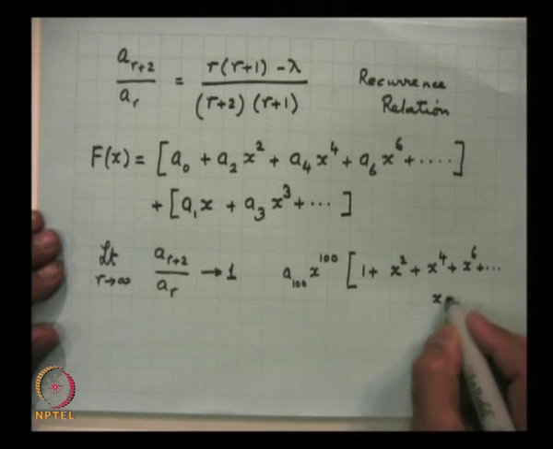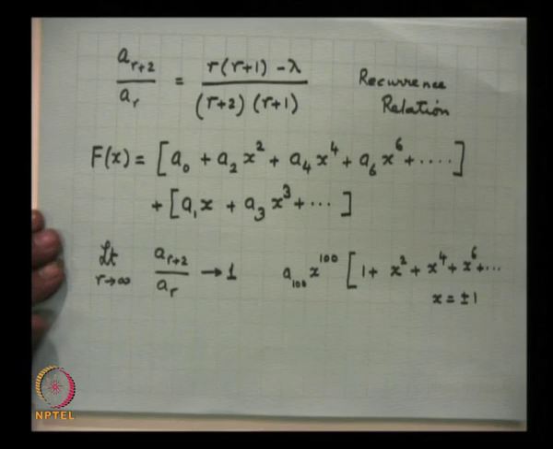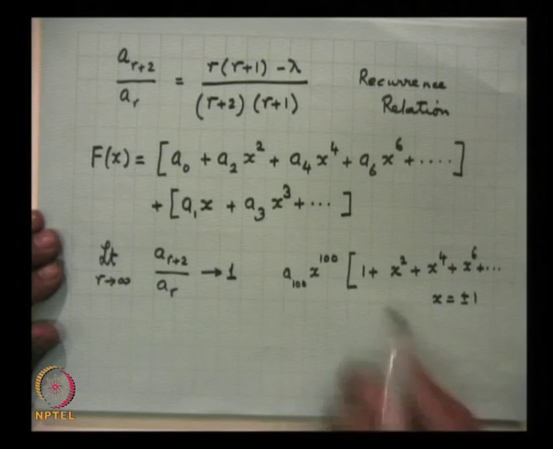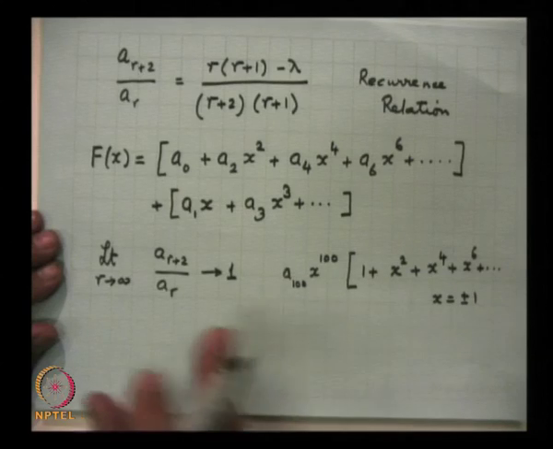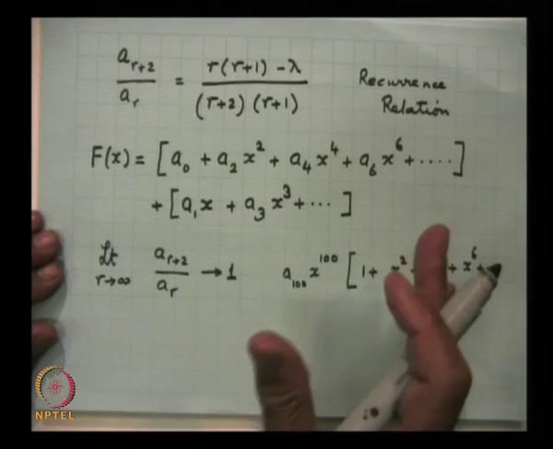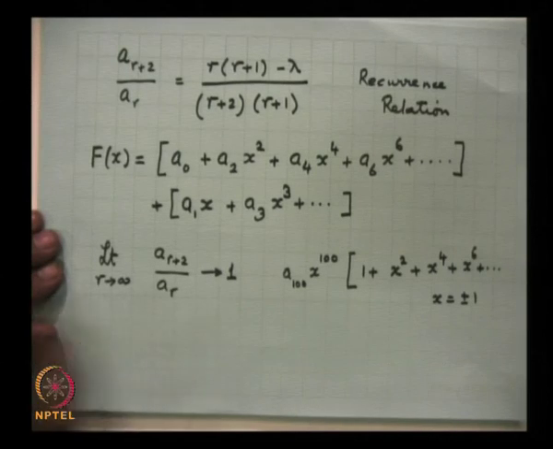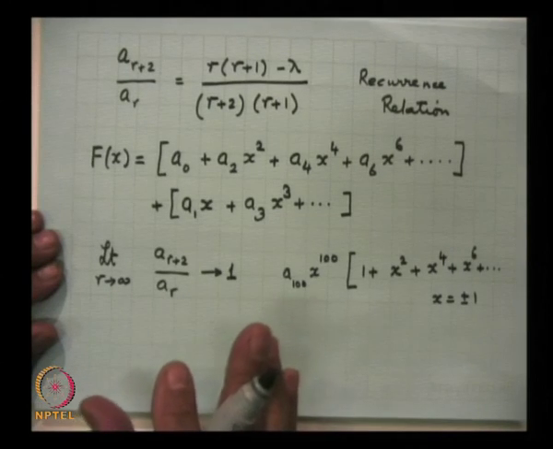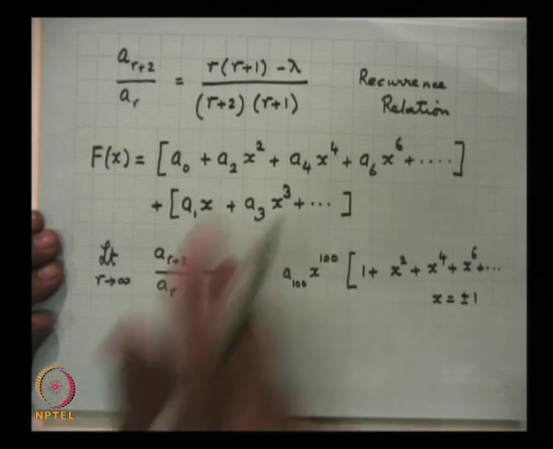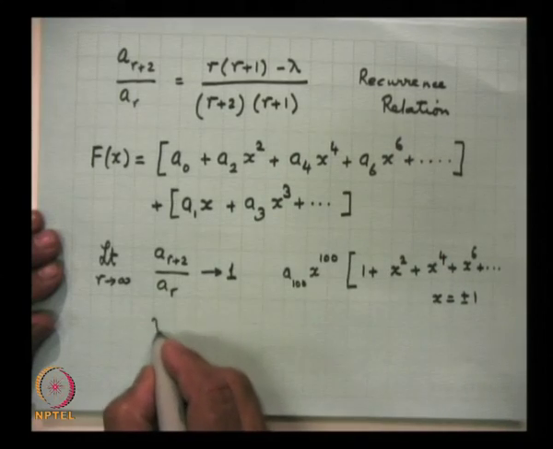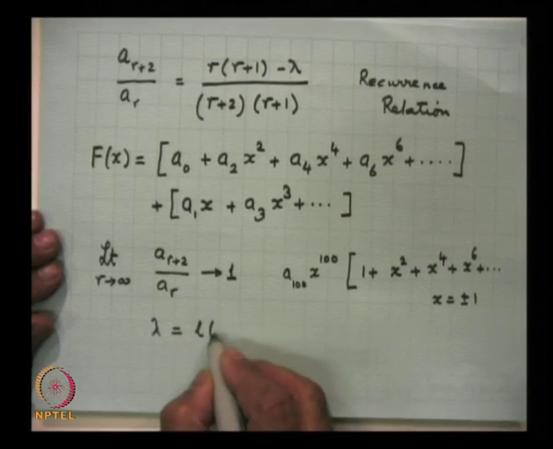This is a divergent series at x is equal to plus minus 1, and therefore it will blow up at x is equal to plus minus 1. It diverges at x equal to plus 1. And so, for the solution to be well behaved, we must terminate this series. We must turn this infinite series into a polynomial, and that will happen if lambda is equal to L into L plus 1.